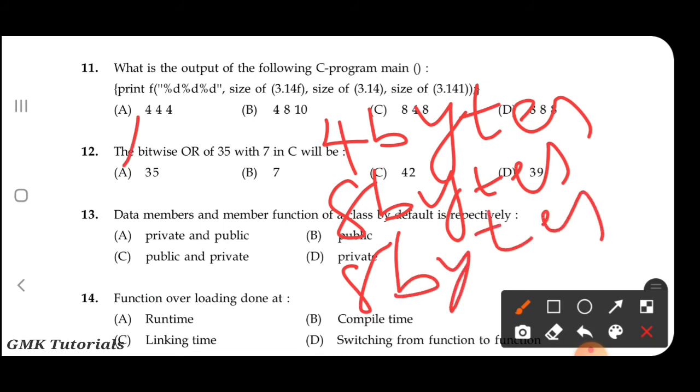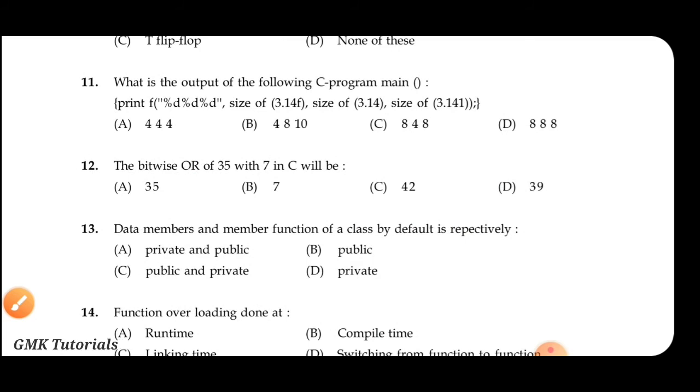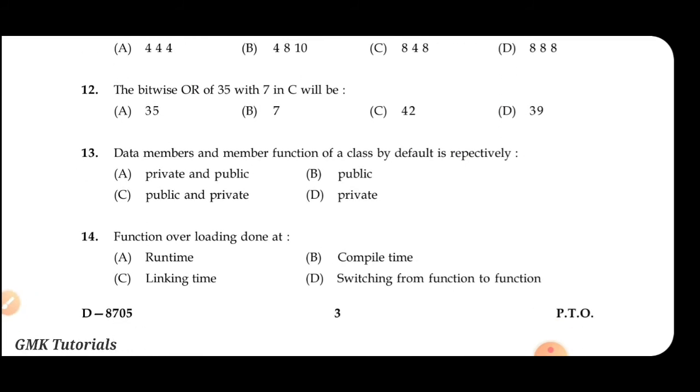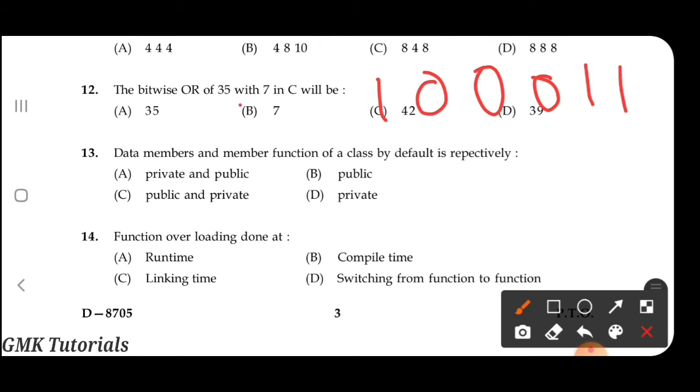So option is 488. None of the above is matching, so no answer. And the 12th one: bitwise OR of 35 with 7 in C. These are decimal numbers, so we have to convert them into binary. If we convert 35 into binary format, it is 1000111, and this is the 35.